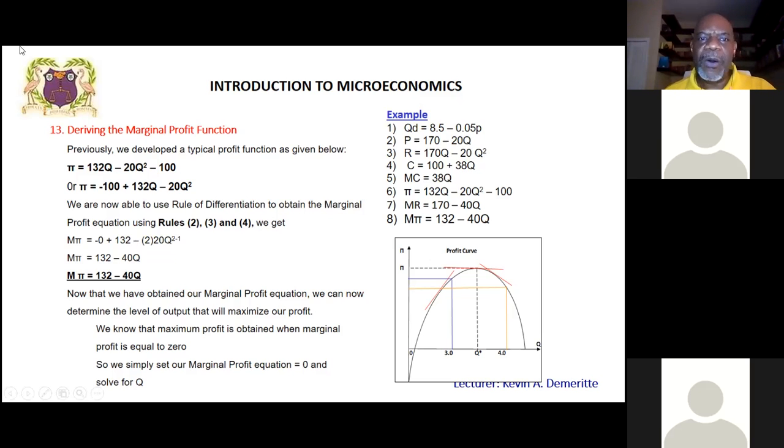Anything raised to the power 1 is itself. So we end up with 2 times 20, that gives me my 40. 40Q raised to the power 1 is just 40Q. And I made sure I kept my sign. So I end up with marginal profit is 132 minus 40Q. That's my marginal profit.